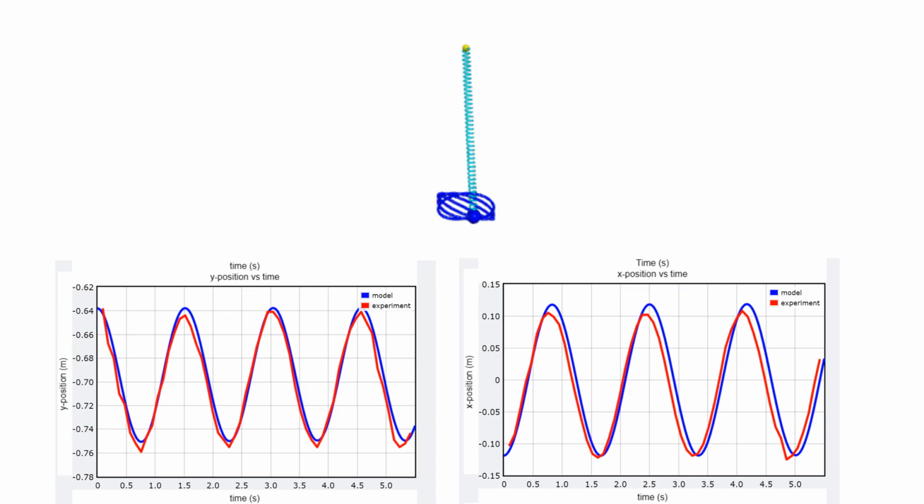After putting the CSV file into GlowScript, we get this right here, which is a simulation of the spring mass system. And then these two graphs, one of the Y position and one of the X position.